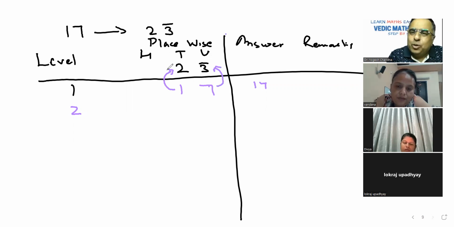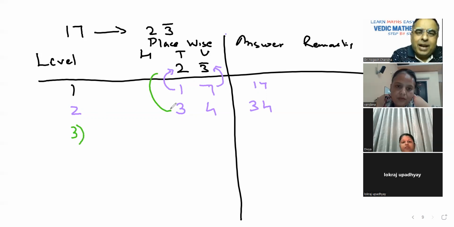We add 1 to 2. So 1 plus 2 is 3. 7 plus 3 bar is 4. Third level: 3 plus 2 is 5. Now you got it. What is the operator? Again and again you are using that. 4 plus 3 bar is 1.